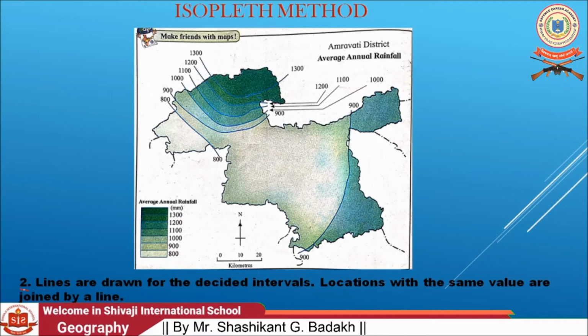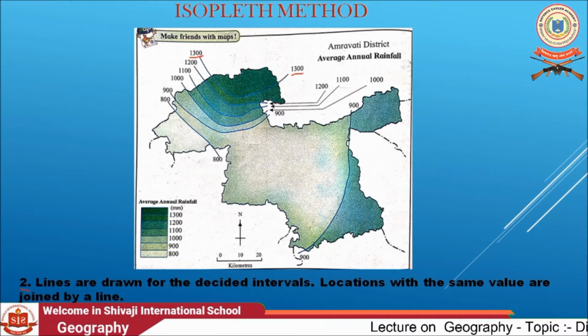Second, lines are drawn for the decided intervals. Locations with the same value are joined by a line. So here you can see, suppose here is 1300, and here is also 1300 millimeter rainfall. So the same values are joined by a line.